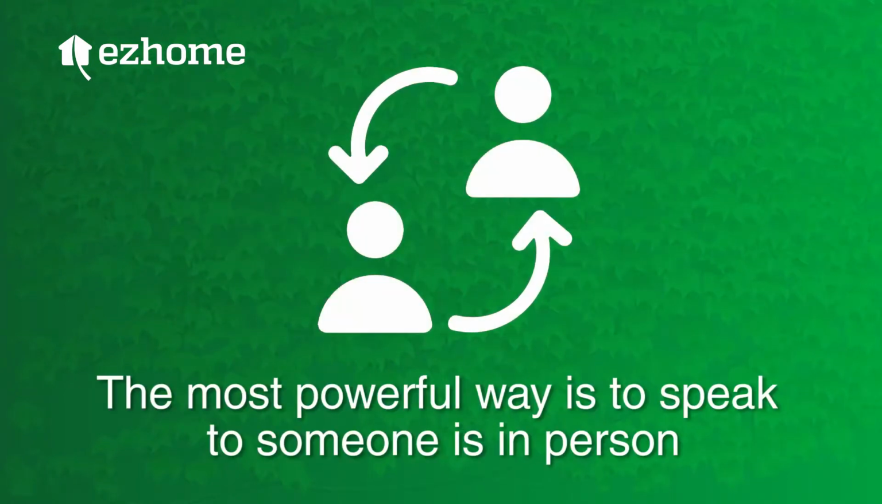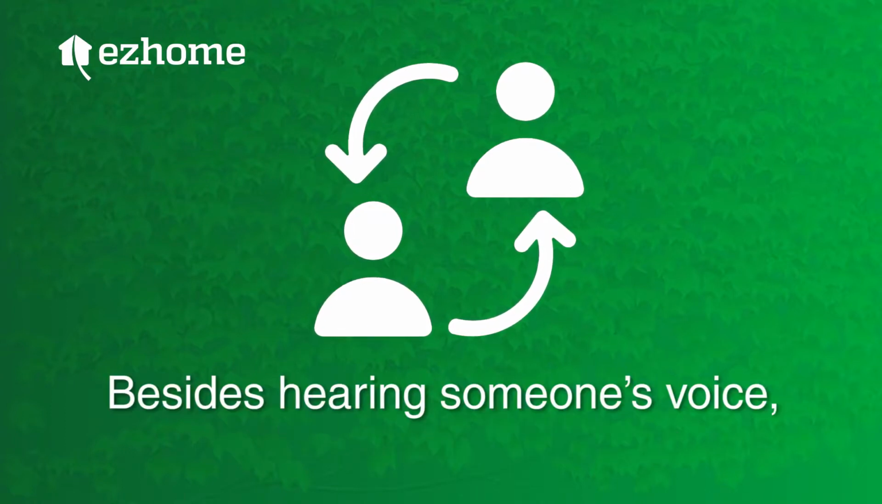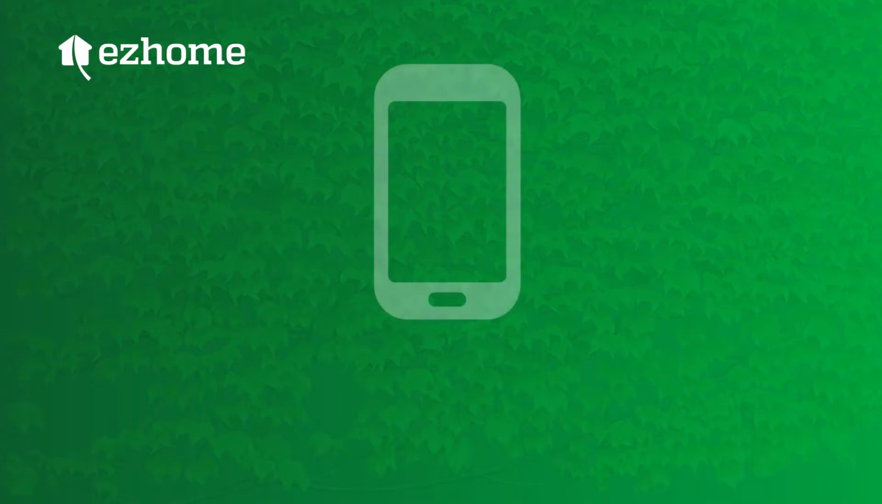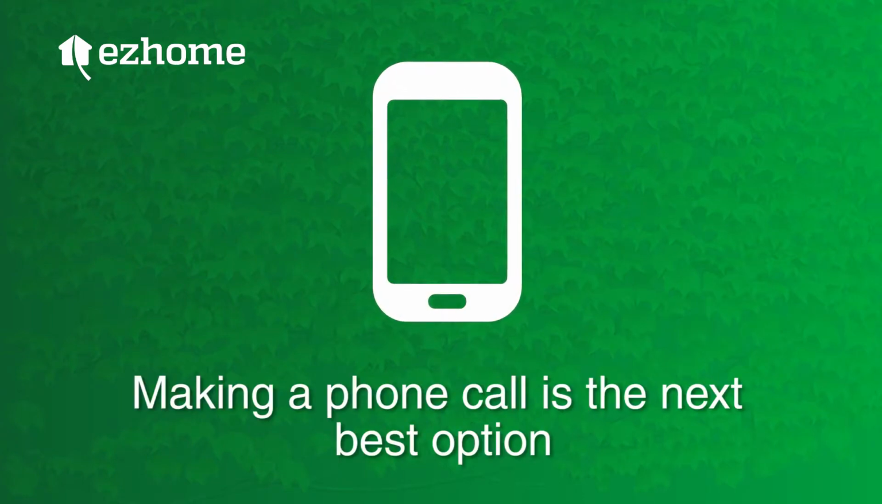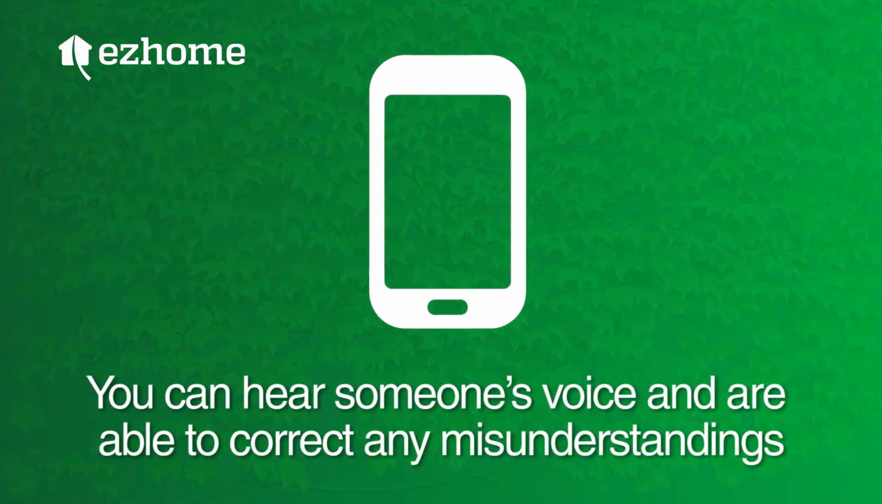The most powerful way is to speak to someone in person. Besides hearing someone's voice, you can always see their facial expression and their body language. Making a phone call is the next best option. You can hear someone's voice and are able to correct any misunderstandings right away.